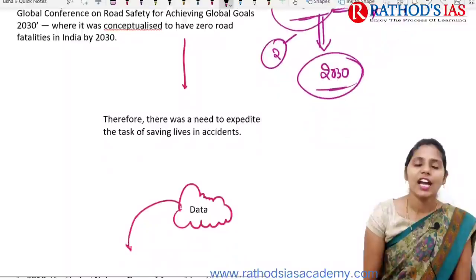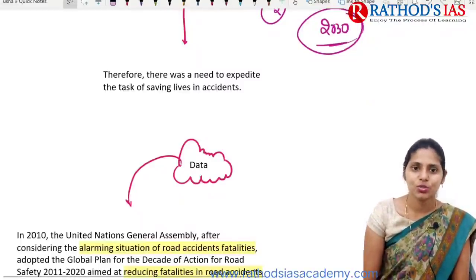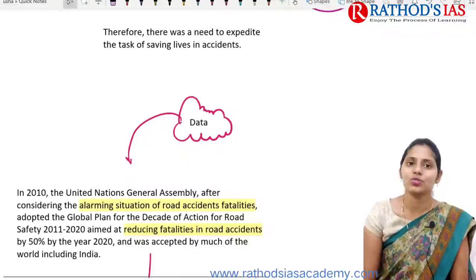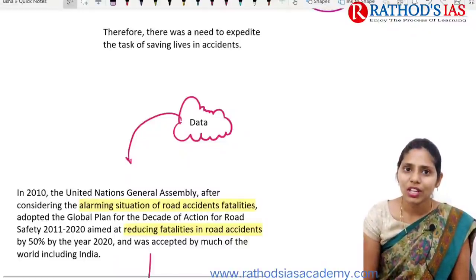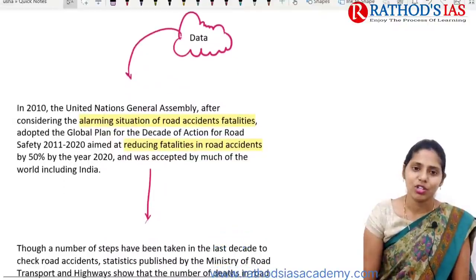And now, because of this, we need to focus especially on the task of saving the lives of people from these accidents. So we need to focus on how to save the lives of people. This is the one important thing that we need to focus on.